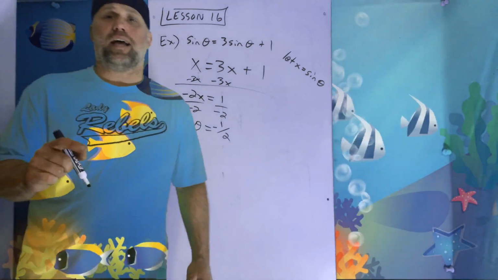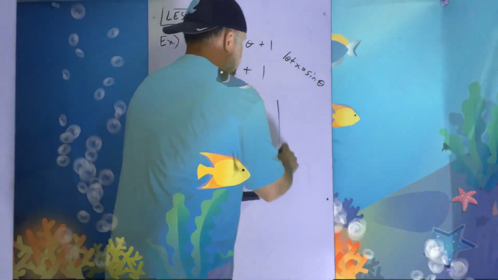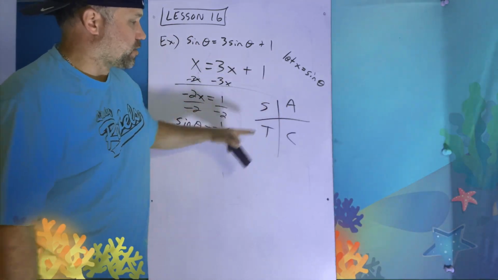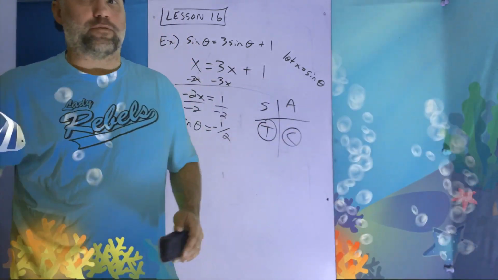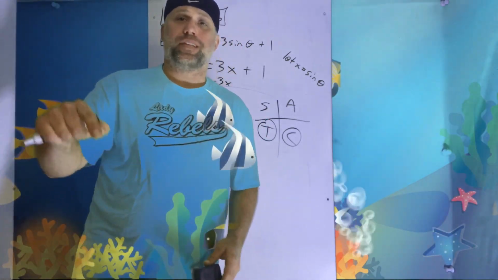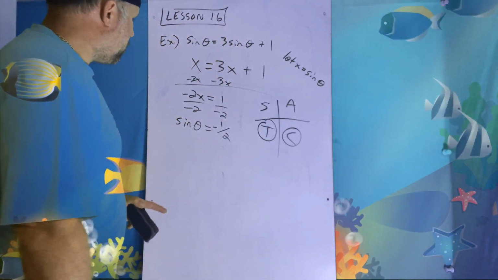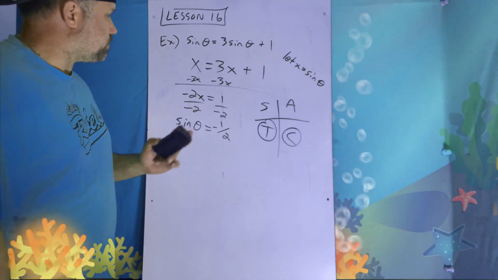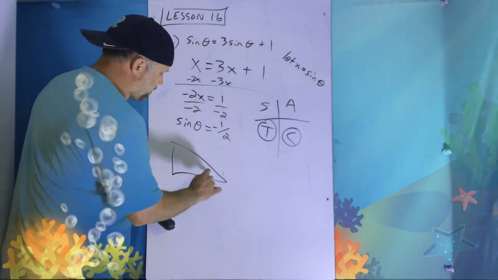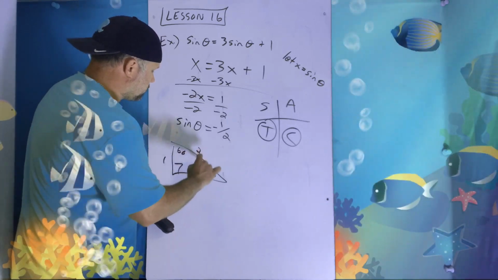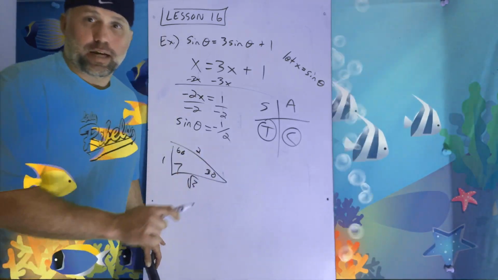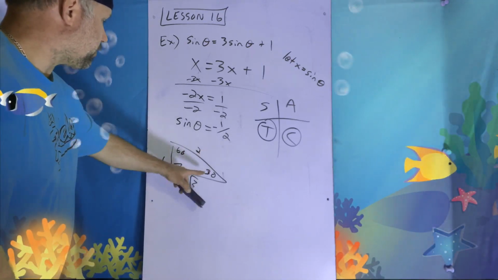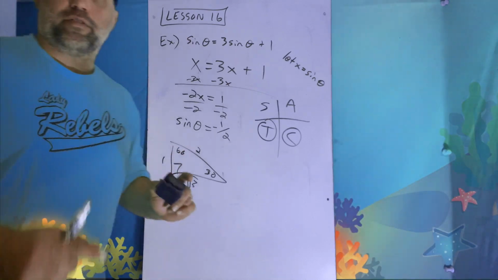That tells us that sine is negative. Where is sine negative? Not here, not here, but here and here. So I'm going to have two answers that are going to fall in the T quadrant and the C quadrant. What angle has a sine that's 1/2? Well, a 30, 60, 90 triangle is going to tell us that. The sine of 30 is 1/2, opposite over hypotenuse. So we know that we're talking about 30 degrees.